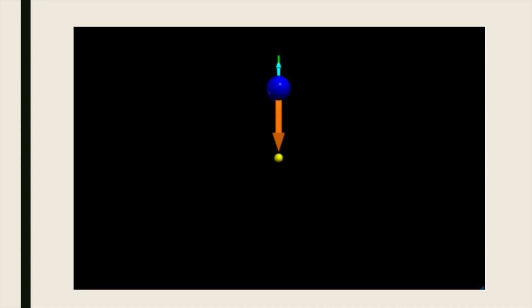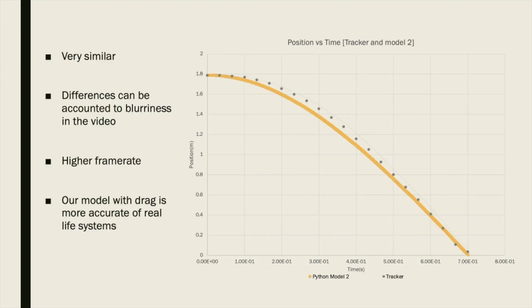So we can see that this model slowly increases the force upwards, which is the drag. So it slows down the acceleration, and it stops right at the origin. When we compare this to the Tracker model, we can see it's much more similar, and the differences we see can be accounted to the blurriness in the video in Tracker. One way to fix this would probably be to shoot in a higher frame rate. So our model with drag is more accurate of real life systems.